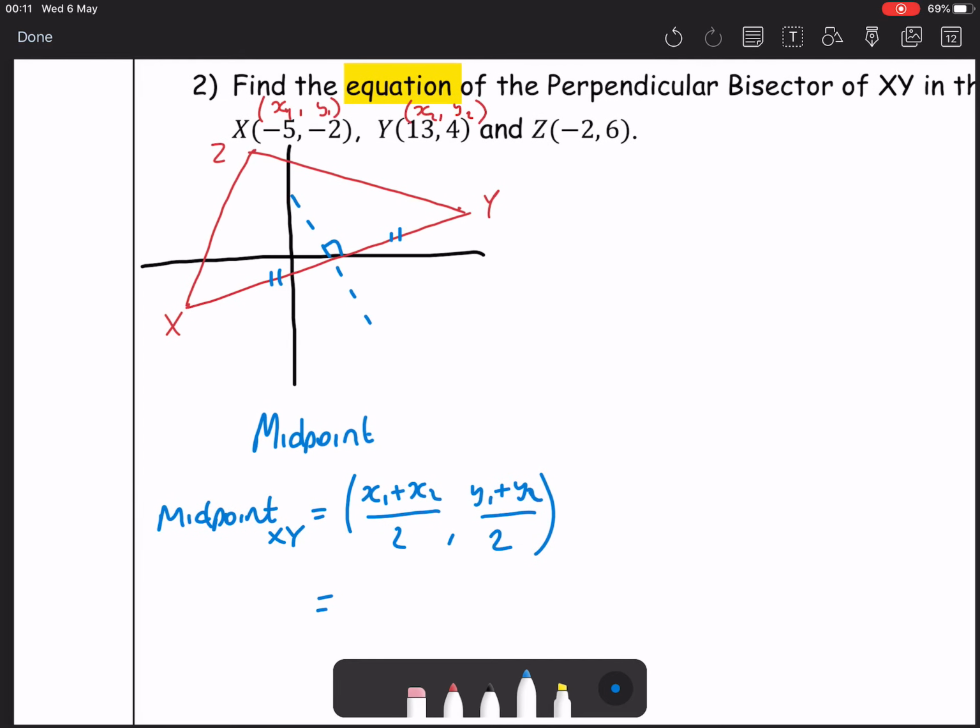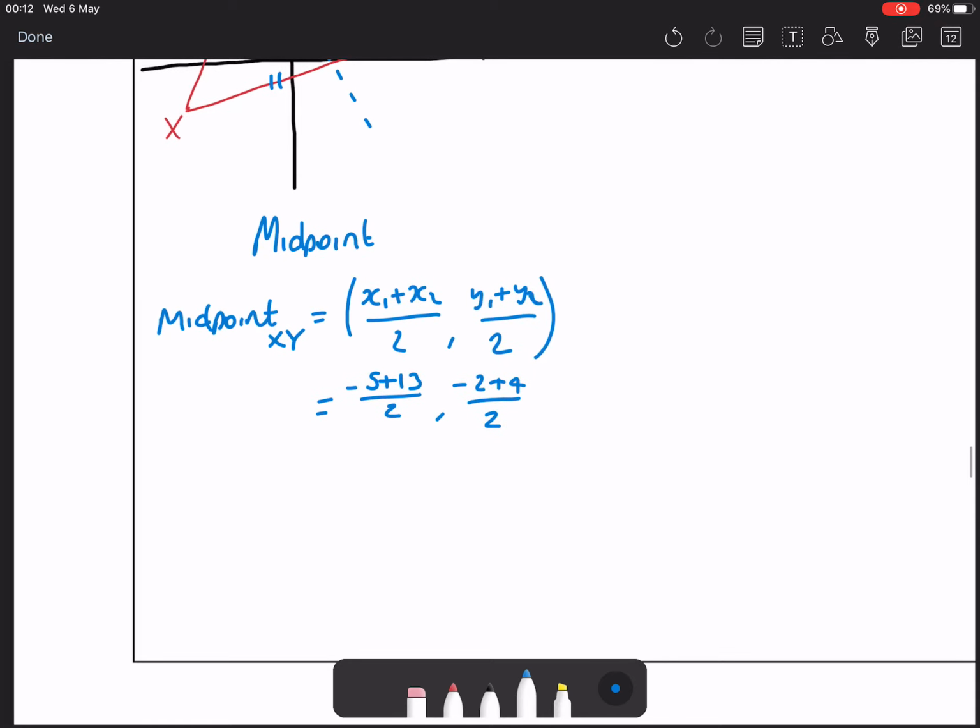-5 plus 13 all over 2. -2 plus 4 all over 2. So we have 8 over 2, 2 over 2, which is 4, 1.